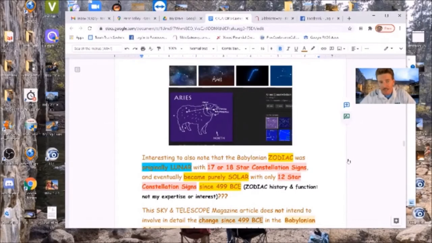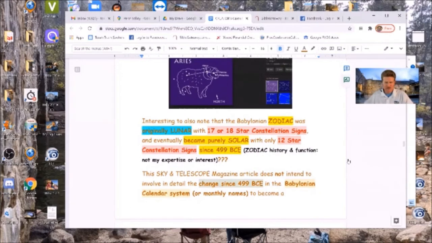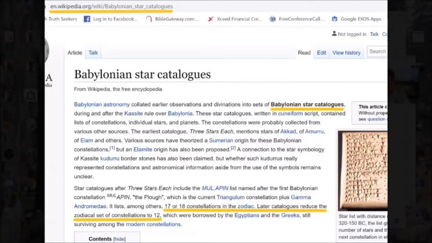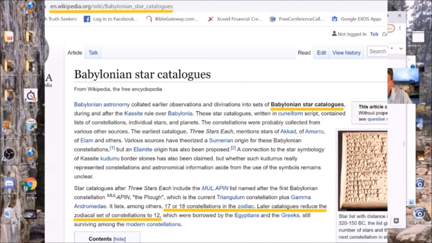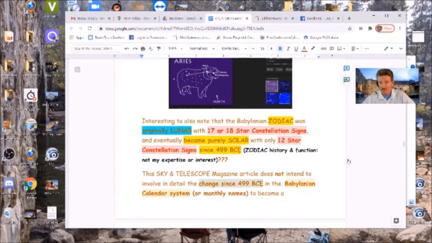But it is interesting to also note that the Babylonian zodiac was originally lunar, as I mentioned earlier from that article on page 67, I believe. As you'll find out if you look into it further from other articles online, there were 17 or 18 star constellation signs when it was lunar, and it eventually became purely solar with only 12 star constellation signs since 499 BC. That's the 5th century BC.